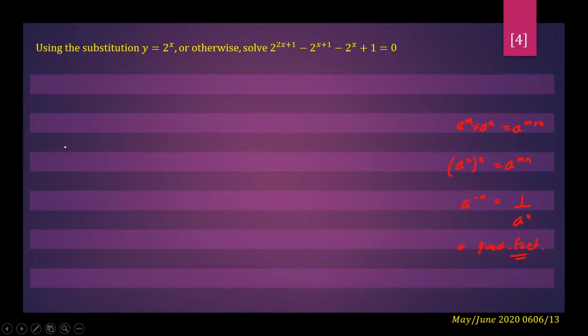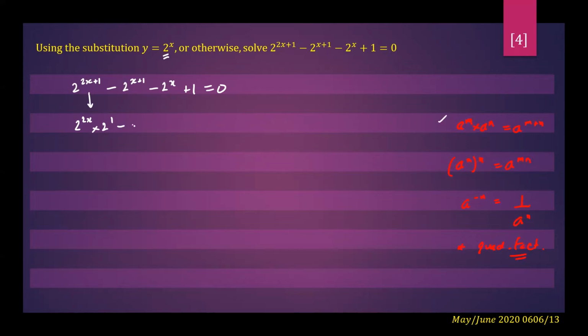The first thing we'll do is write out our equation again. We have 2 to the power 2x plus 1 minus 2 to the power x plus 1 minus 2 to the power x plus 1 equals 0. So what we'll do next is try to isolate a 2 to the power x in our equation. With the first part, we have 2 to the power 2x multiplied by 2 to the power 1. These are equivalent using rule number 1.